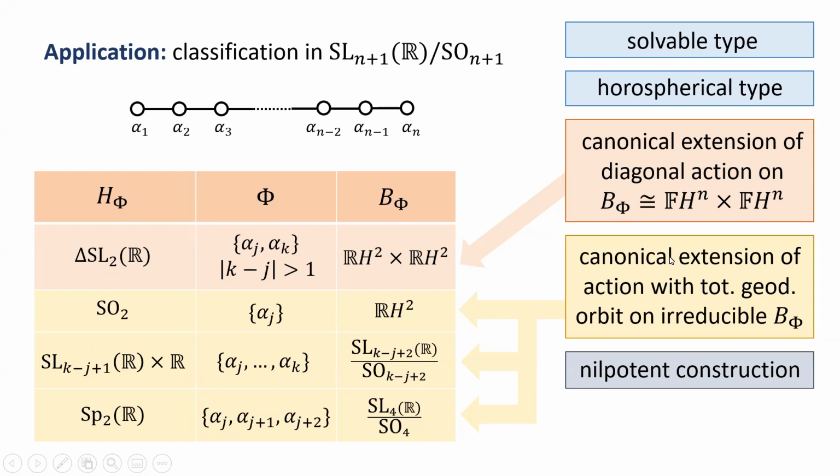Okay. In the case of canonical extension from an irreducible boundary component, this means that the Phi determining the boundary component is a connected set of simple roots, a connected set of nodes in the diagram. Okay, if this connected set just has one element, then the boundary component has rank 1. It's a hyperbolic plane. And as I said at the beginning of the talk, the only action with a singular orbit on a hyperbolic plane is, up to orbit equivalence, the action of SO2.